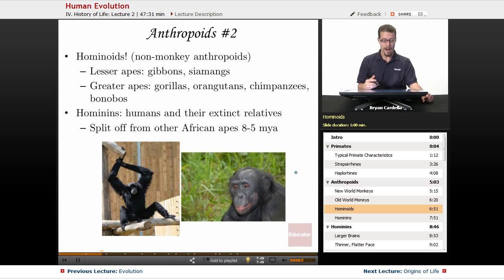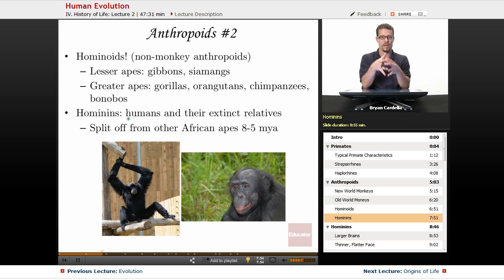Hominins. Finally, we get into a smaller group within hominoids. This would be the hominoids that are not apes. So this is us and all of our relatives that are much closer to us in terms of genetics and ancestry than chimps and their ancestors. So this is humans and their extinct relatives. Our group, hominins, split off from other African apes 8 to 5 million years ago. More fossil evidence in the future will allow us to pinpoint this more precisely.